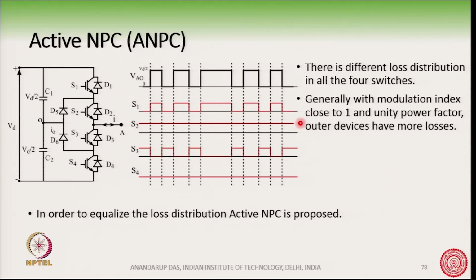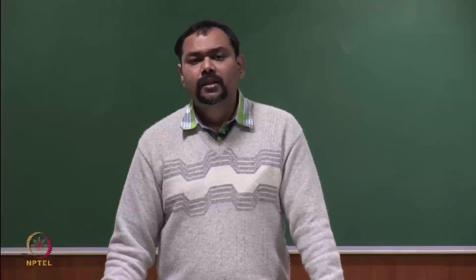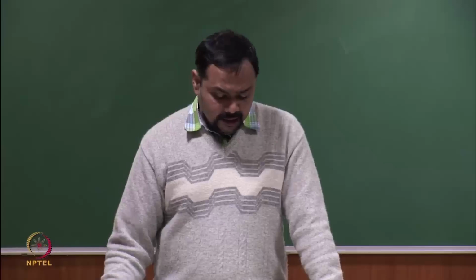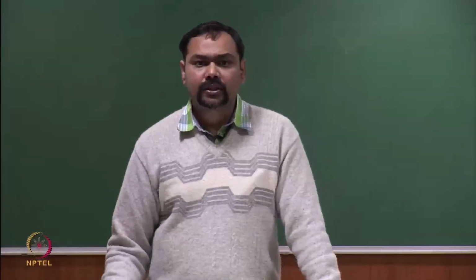If it is unity power factor, the current waveform very closely follows the fundamental of the pole voltage waveform. So we see that S1 has both conduction as well as switching losses, whereas S2 has only conduction loss. So, with a reasonably good switching frequency, S1 will have more losses. Similarly, S4 will have more losses.